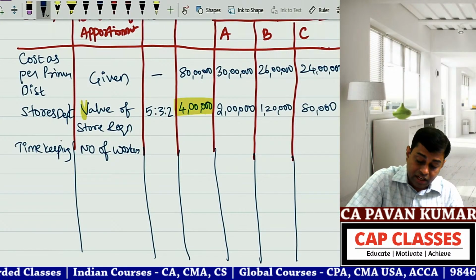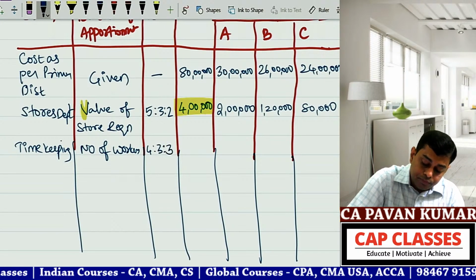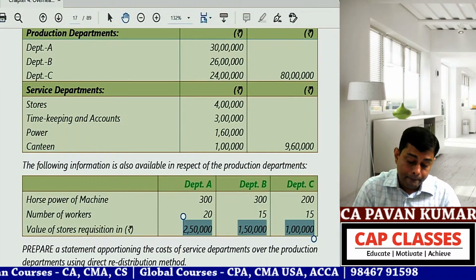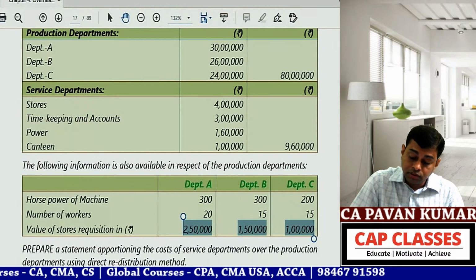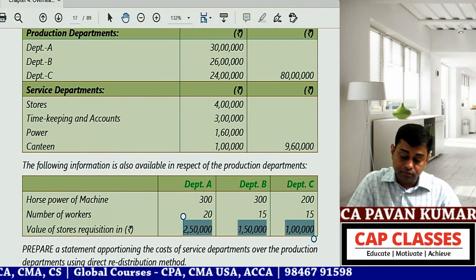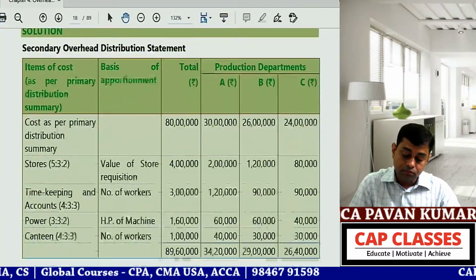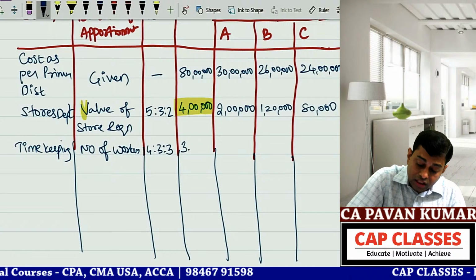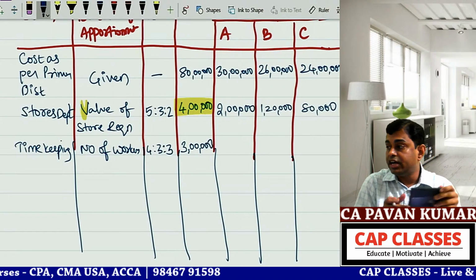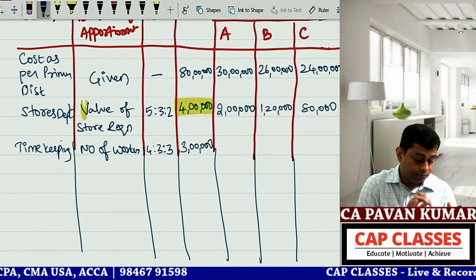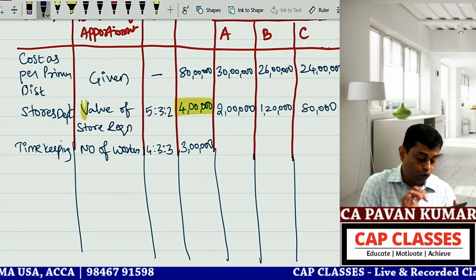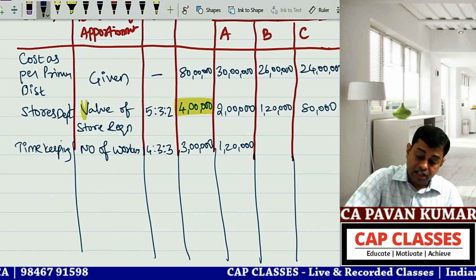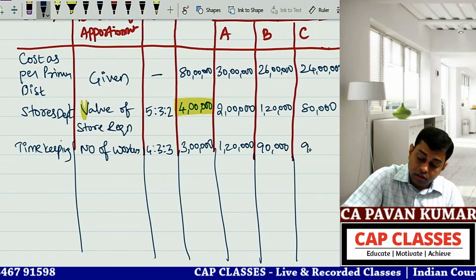20 is to 15 is to 15. Can I say 4 is to 3 is to 3? Hello, can I say number of workers 4 is to 3 is to 3? Distribute and tell me. 3 lakhs. Total 3 lakhs divided by 10 into 4. So for the first one it is 1,20,000. Second one 90,000. Third one 90,000.